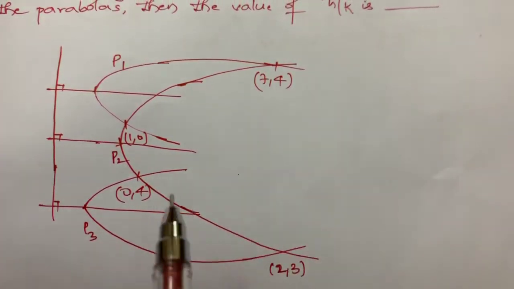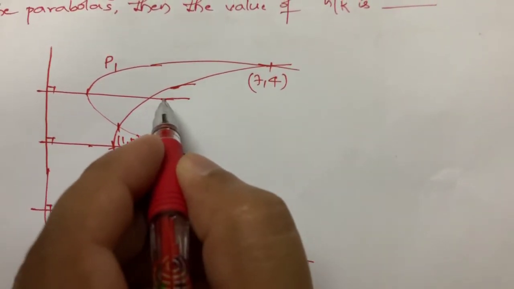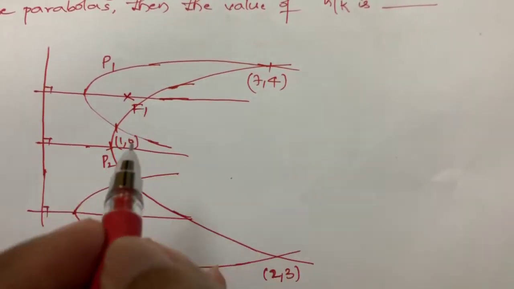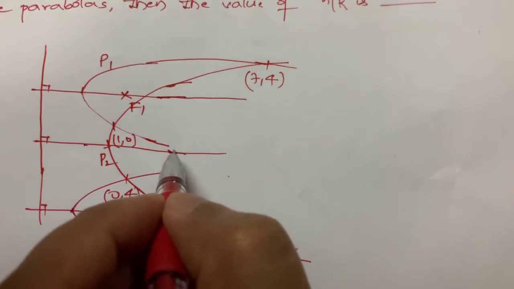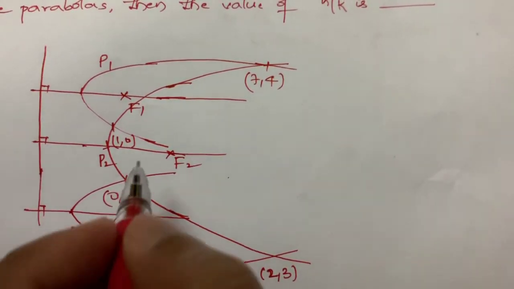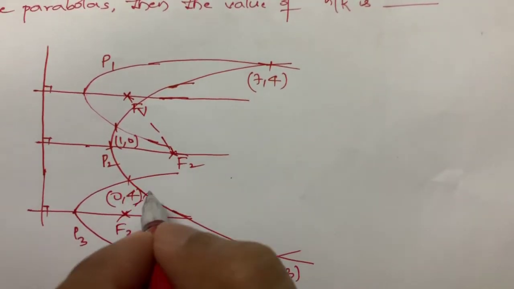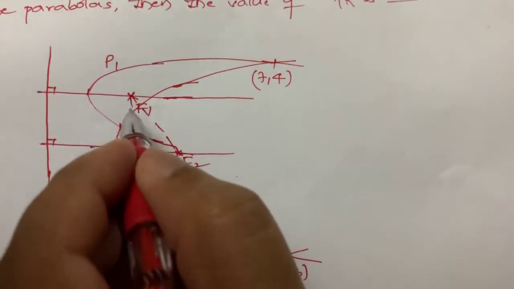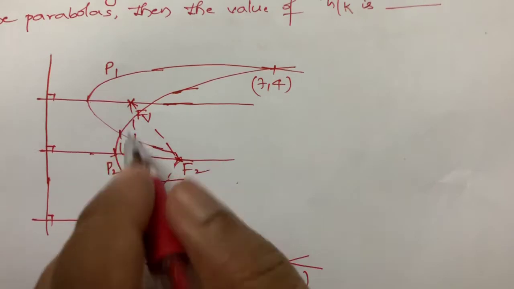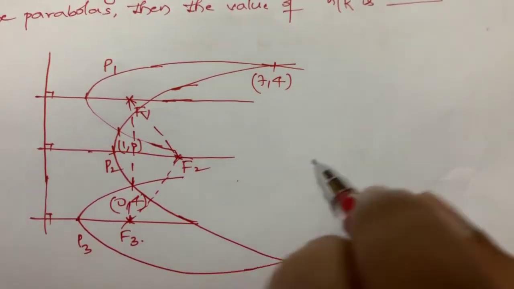And what they are saying is now the three foci will be on the three axes. So let us say F1, F2 and the focus F3. If we join these foci, what they are asking is the circumcenter of this triangle which is formed by the three foci.